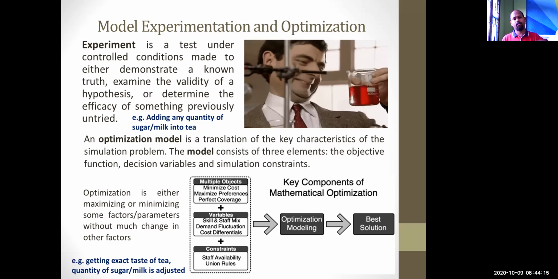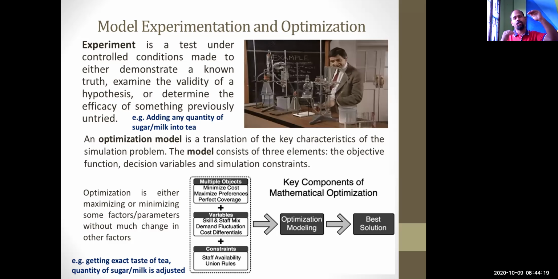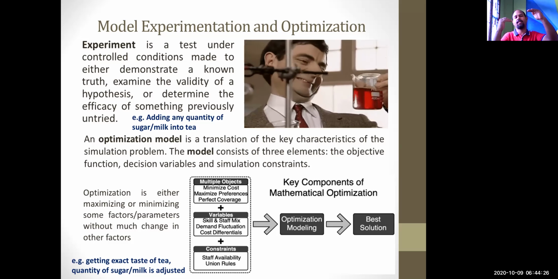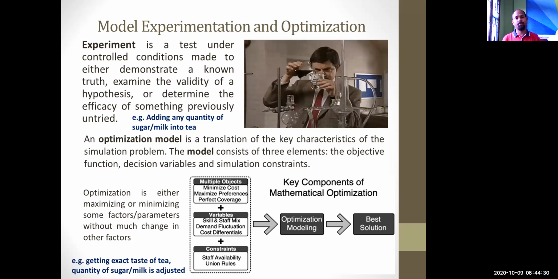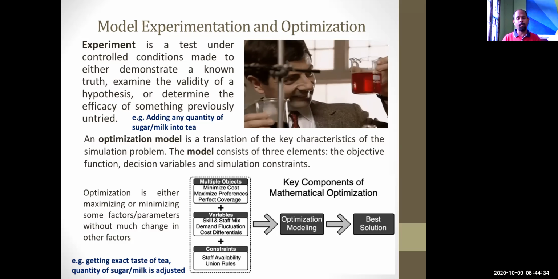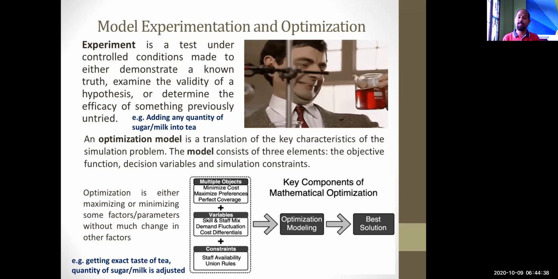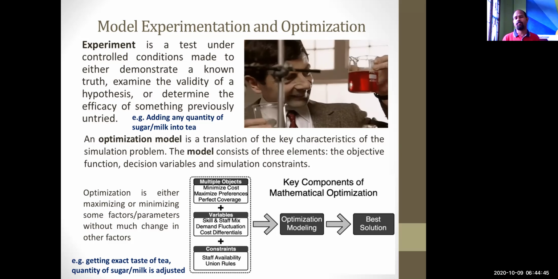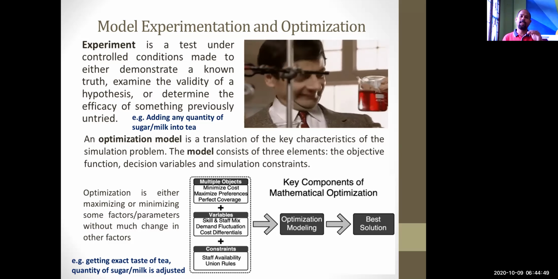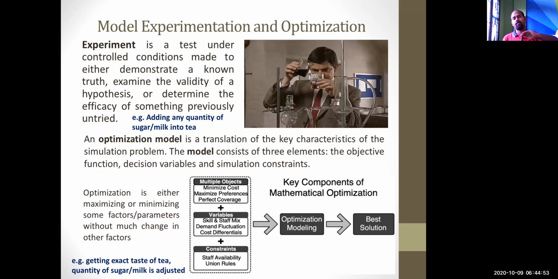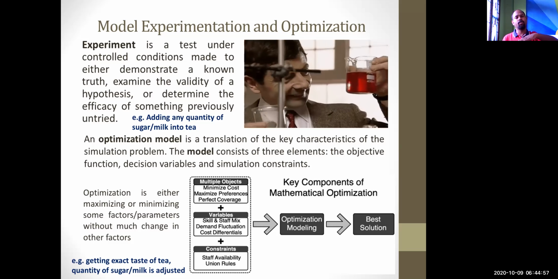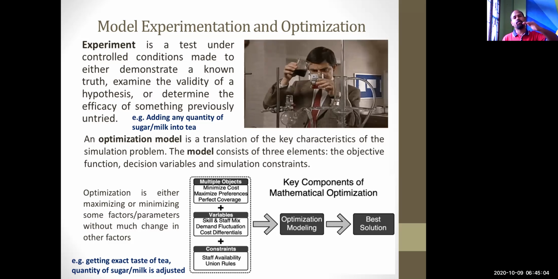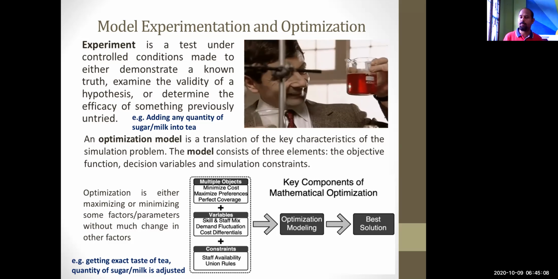Suppose the level of sugar is increased in tea, so automatically the level of taste will be low. If the level of milk is increased, automatically the color of the tea will be different. It will be more white than normal. So this way we have to identify the decision variables, and at last the simulation constraint will be considered. Suppose there is a constraint that the milk level cannot go beyond a limit. Suppose 4 tablespoons is the limit of the milk, and 3 tablespoons is the limit of the sugar. So one cannot go beyond that level. That is nothing but the constraint.